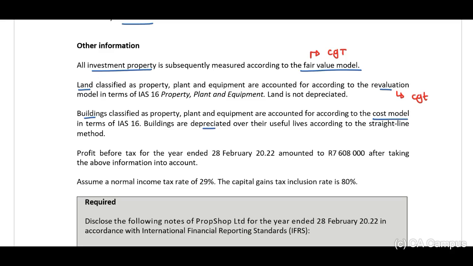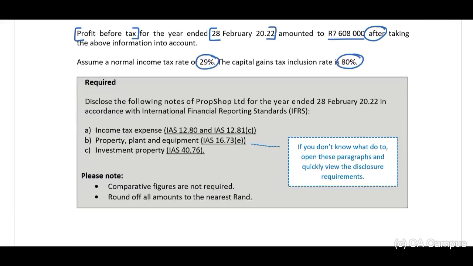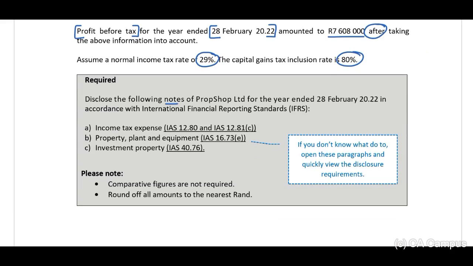Buildings are depreciated over the useful lives according to the straight line method. Then we have our profit before tax for the year ended 28 February 2022 amounted to 7,608,000, after, look at this, after taking the above information into account. Assume a normal income tax rate of 29%, capital gain tax inclusion rate is 80%. Now, required. Disclose the following notes of PropShop Limited for the year ended 28 February 2022 in accordance with IFRS.